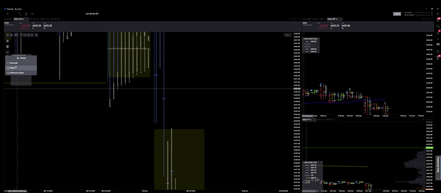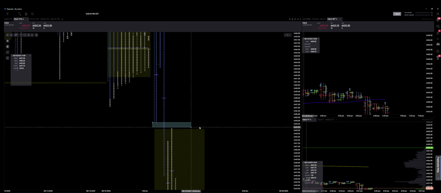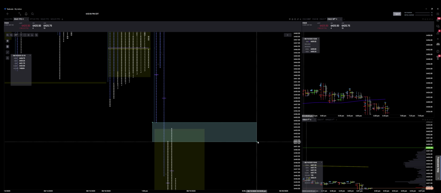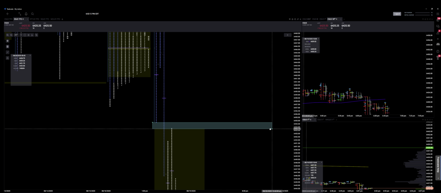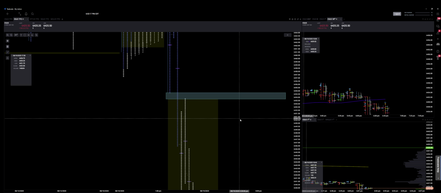Highlight this for you. And like one of my videos last week, discussed what single prints were and how you can trade against them. Initially, it was from D's high, and then whenever E period opened up, they ate away at it a little bit, but we had a little bit of a single print here.